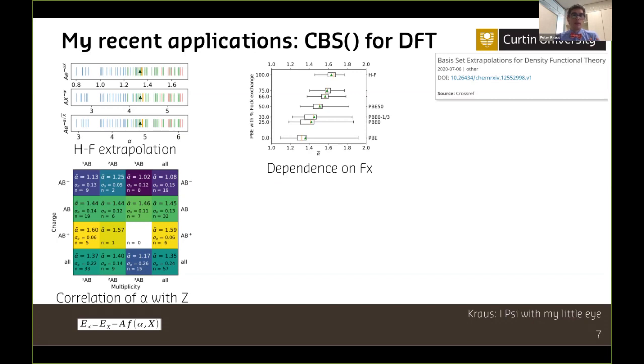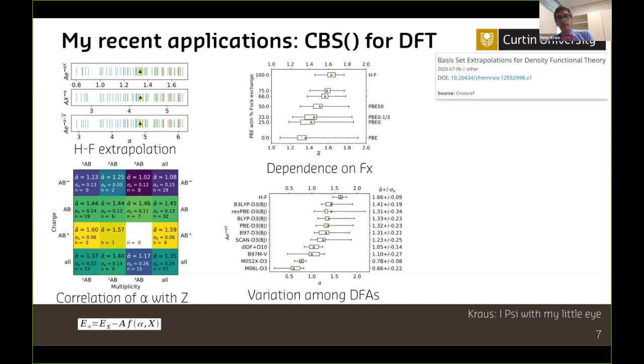And as you can see, again, the triangles are the means and the orange lines are the medians. It converges rather nicely towards the Hartree-Fock limit. However, I tried to look whether a recipe could be based on this relationship, and it doesn't seem to work that well. And I believe part of the answer is this huge variation among density functionals.